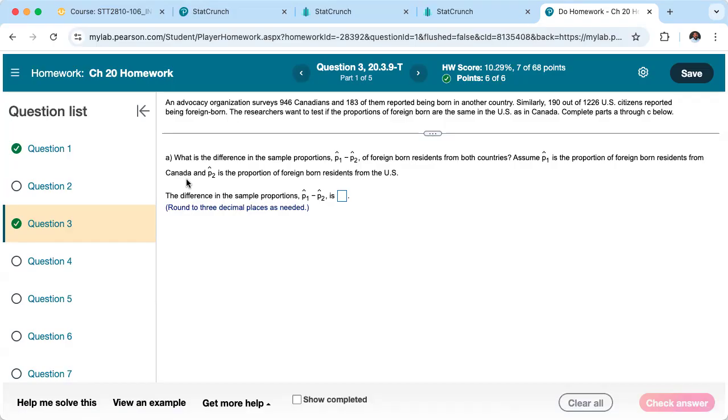To do that, we assign N1 for Canadians and N2 for the US citizens. So what is N1? N1 is 946, and then X1 is 183. N2 is 1226. X2 is 190. The first question says that we should find the difference in the sample proportions. So you can compute P1 and P2 and find the difference.